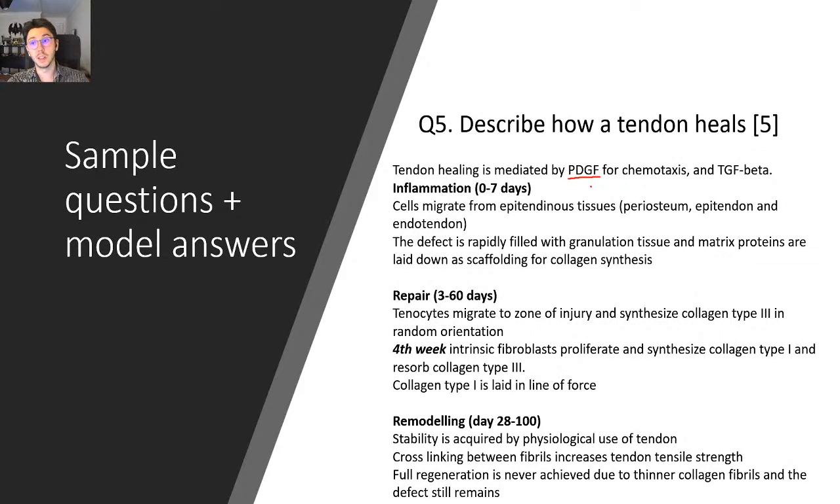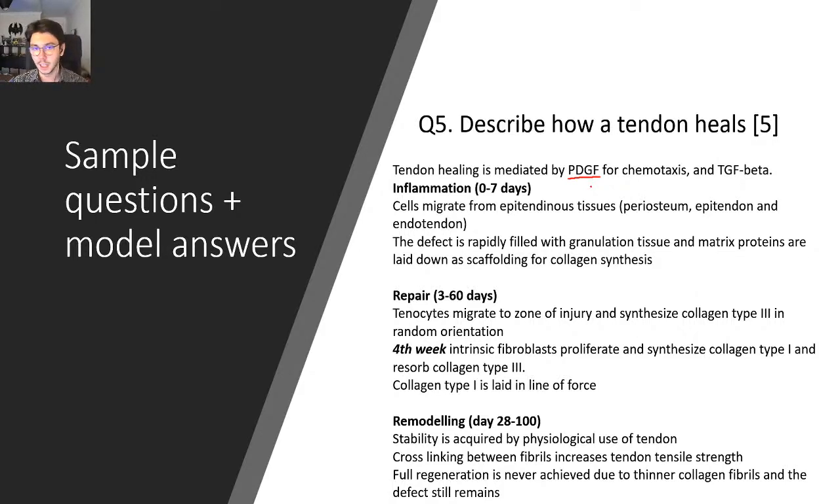TGF-beta helps facilitate the differentiation of the tendon cells, as we saw before. Now, when we have inflammation, this is the first 7 days, we have cells from epitendinous tissues. So this is tissues like the periosteum, epitendon, endotenon, paratenon, right? All these cells from all these other tissues, they sense danger. And they migrate to the area of inflammation.